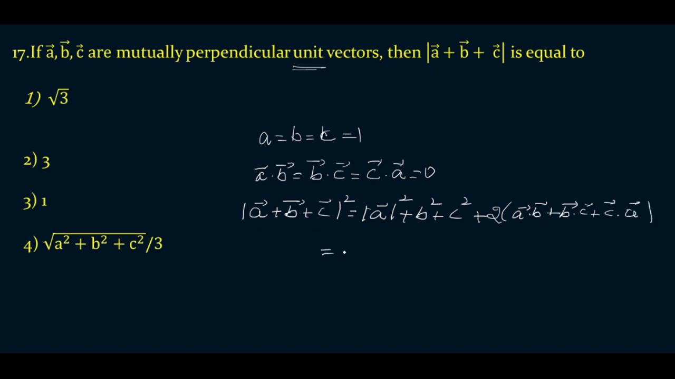Therefore, this value is equal to: magnitude of vector A is 1 unit, A square is 1, B square is 1, C square is also equal to 1, plus 2 into 0, this value is 0. Therefore its value is equal to 3. Therefore, the magnitude of vector A plus vector B plus vector C is always equal to root 3. This is the first option. Therefore, the first option is the right option.